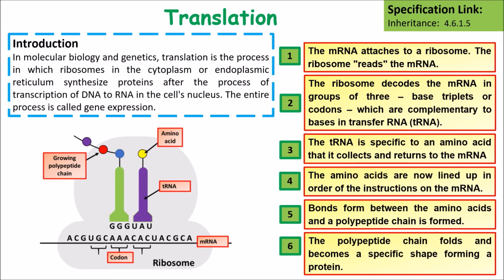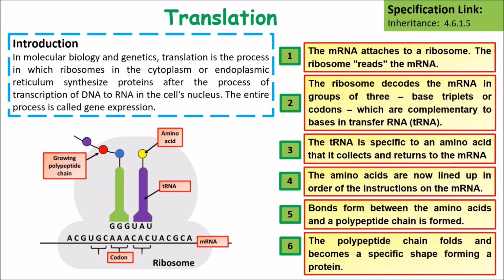The next stage is translation. In molecular biology and genetics, translation is a process in which ribosomes in the cytoplasm or on the endoplasmic reticulum read the RNA, and using the code from the RNA, make a protein. The way that this happens is that the messenger RNA attaches to the ribosome, and the ribosome is basically going to read it.